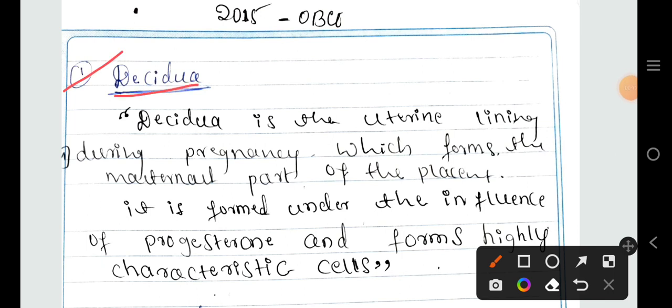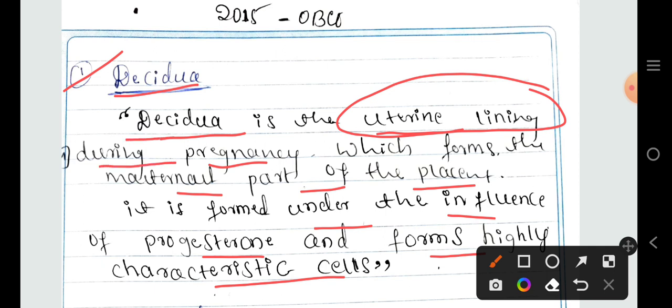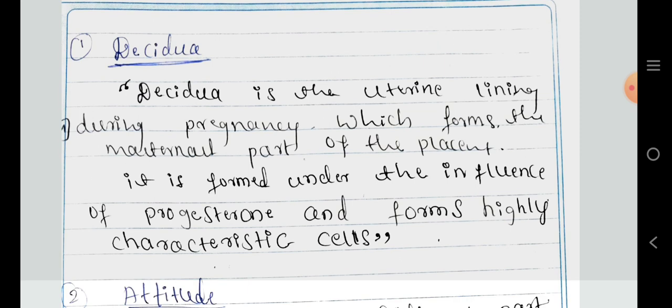First question is decidua. Decidua is the uterine lining during the pregnancy which forms the maternal part of the placenta, and it is formed under the influence of progesterone and forms highly characteristic cells. So normally decidua is nothing but the uterine lining, meaning the endometrium lining. During the pregnancy it's called decidua. Decidua is the endometrium lining which is formed during pregnancy under the influence of the progesterone hormone. So this is the meaning of decidua.